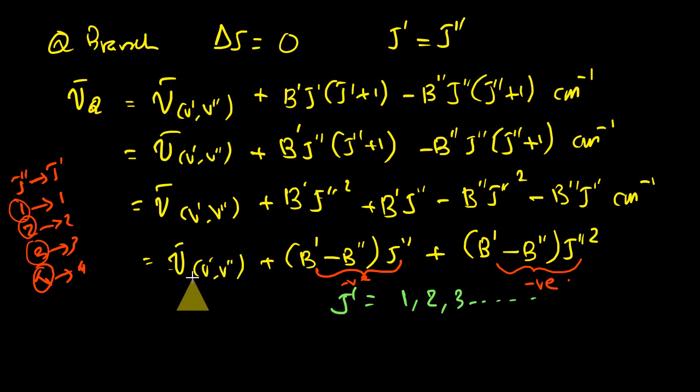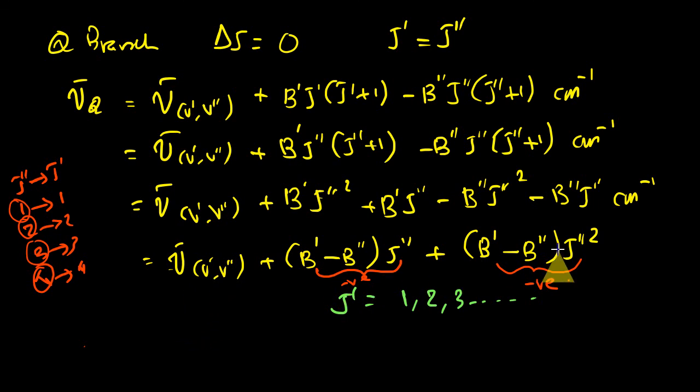Otherwise, we will get a series of lines on the lower wave number side. In the case of the P branch, we get a series of lines on the lower wave number side. But in the R branch, we get a series of lines on the higher wave number side. But in the Q branch, we will again get a series of lines in the lower wave number range.